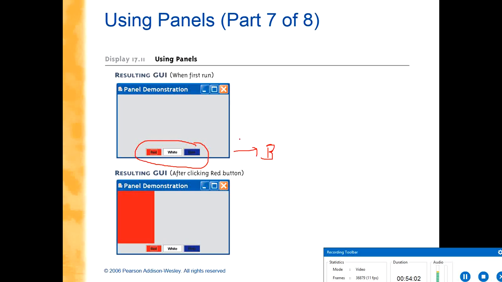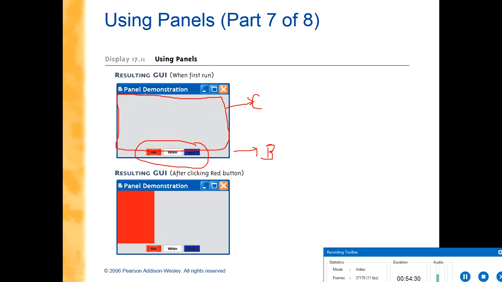So for the frame, I can set the layout as a border layout. Now if you see, this is the center area. So that means I have some bigger panel over here, which I call the main panel. The main panel has been attached on the center.